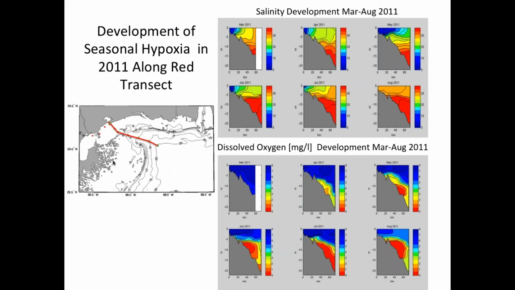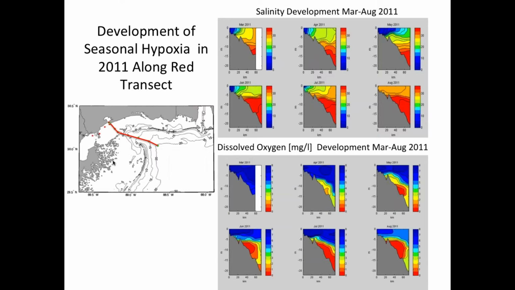To give you an idea of the development along the transect, I've plotted for 2011. Up above is salinity along that transect going offshore, March through August, and you can see the freshwater plume starting to come out in March. And in May, you really see a strong freshwater stratification, and then between May and June, you see higher salinity waters upwelling into the region.